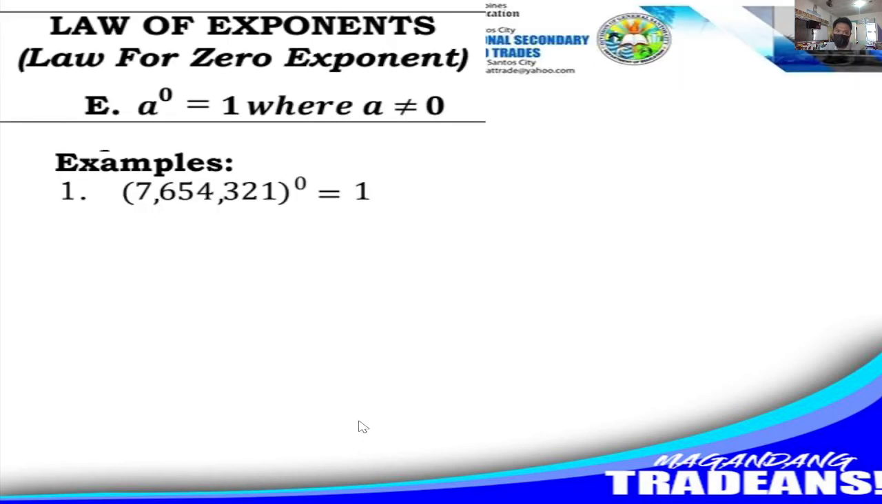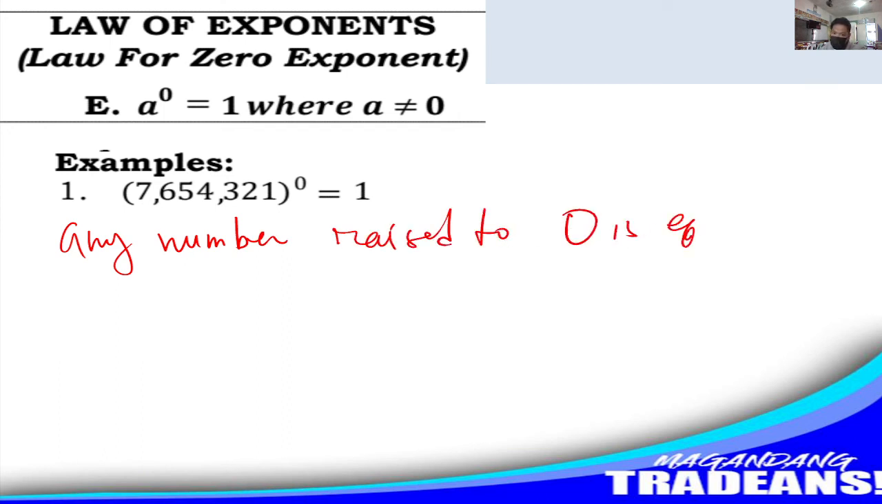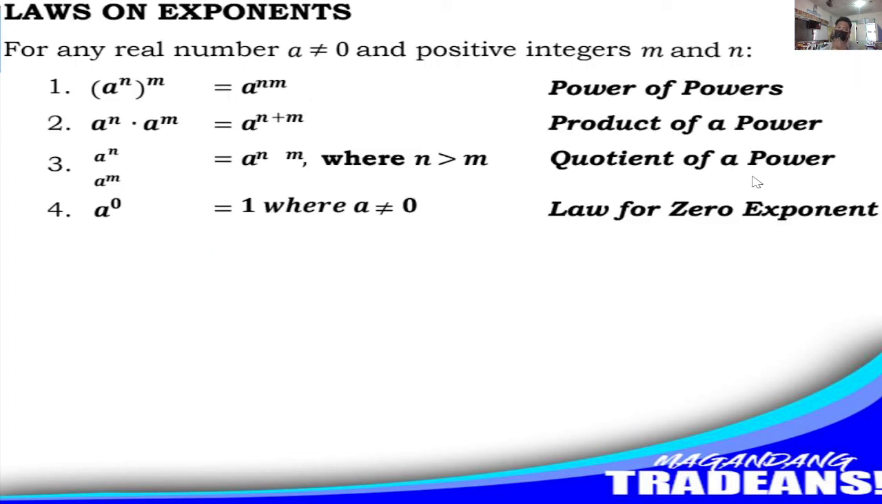Next, let's proceed now to the next one is the law of zero exponent. Itong law of zero exponent naman po, any number raised to 0 is equal to 1. Okay, any number raised to 0 is equal to 1. So, paano po yan siya? Lahat po ng number na i-raise mo sa 0 is equal to 1. Kahit po gaano po yan siya kalaki, kaliit, kahit decimal pa yan siya, basta i-raise mo sa 0, the answer is always 1. Okay, please copy. Okay, pause for a while. 3, 2, and 1.